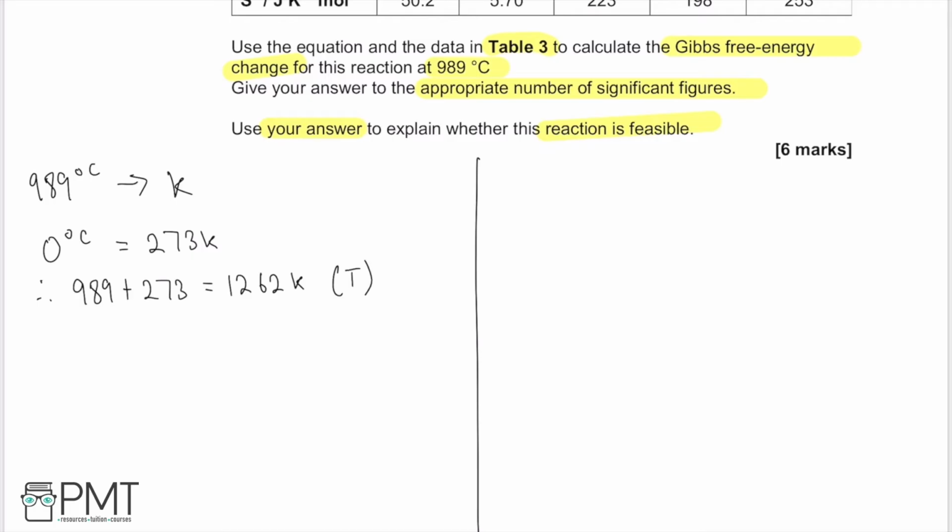Now, if we write out the free energy equation, we get delta G, measured in joules per mole, equals delta H, also measured in joules per mole, minus T, measured in Kelvin, multiplied by delta S, which is measured in joules per Kelvin per mole, where we want to work out delta G, and we have T, and we also have delta H, which is given as a value of minus 60 kilojoules per mole.